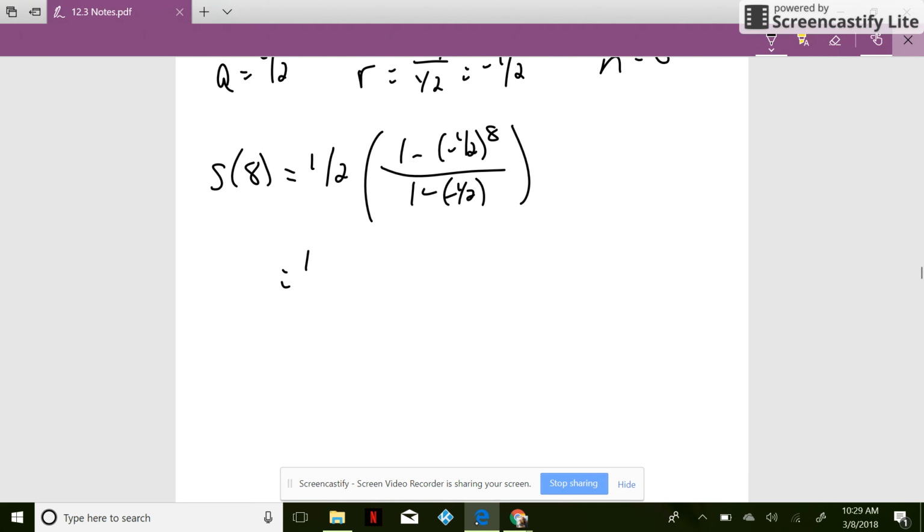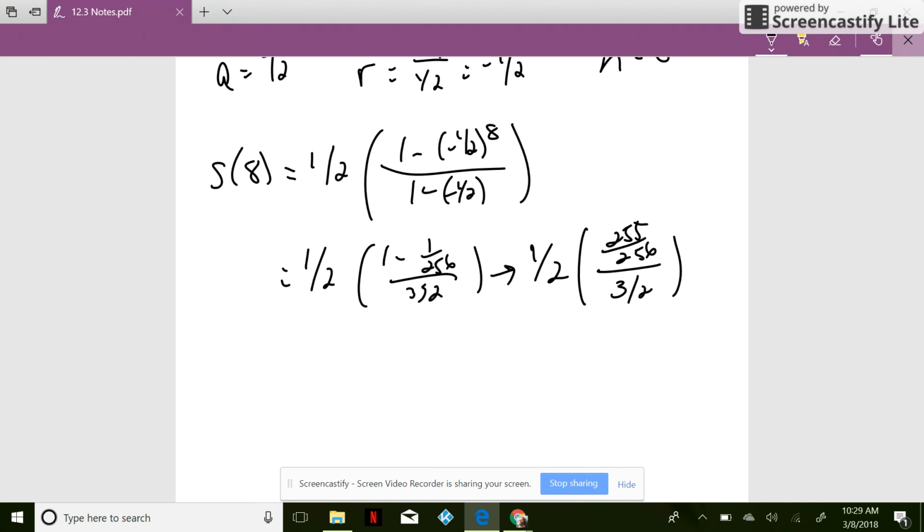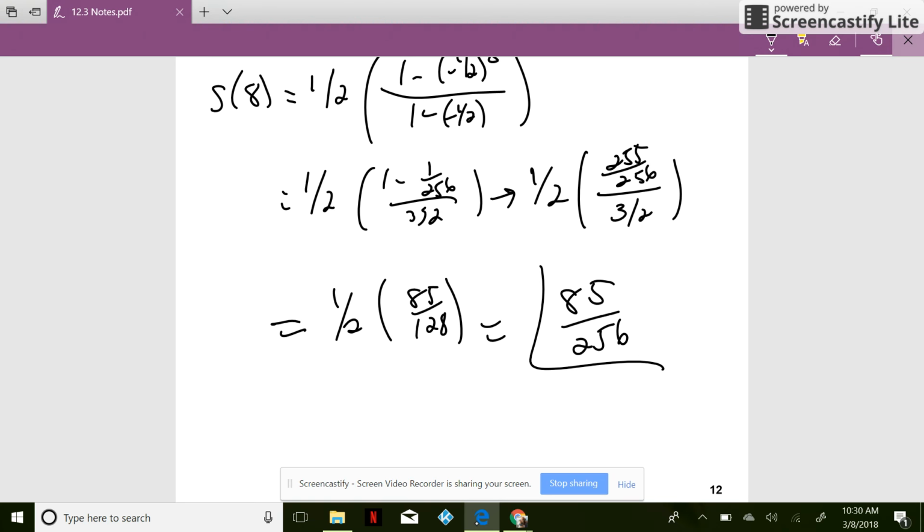So this gets us to 1/2 times 1 minus 1 over 256 over 3 halves. So that's 1/2 times 255 over 256 divided by 3 halves. From here, we'll get 1/2 times 85 over 128 once you plug that into your calculator, to get us our final answer of 85 over 256.